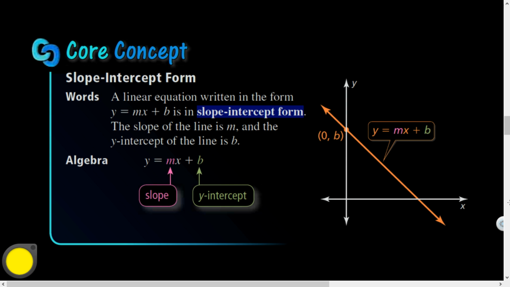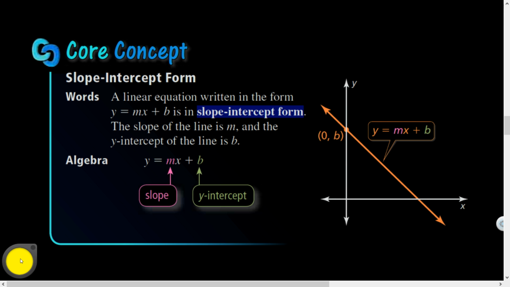I'm going to show one more concept, which we already showed to you visually using GeoGebra. All we're going to do with this is identify things. So, slope-intercept form. A linear equation written in the form y equals mx plus b is in slope-intercept form. The slope of a line is m, and the y-intercept of the line is b. So the slope is the coefficient, the number in front of the x once it's solved for y, and the y-intercept is b, the constant that's being added to that.